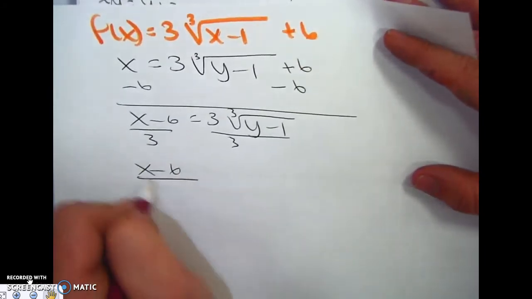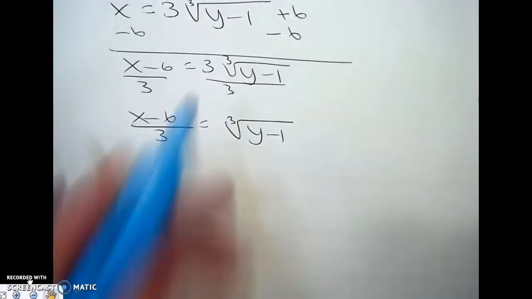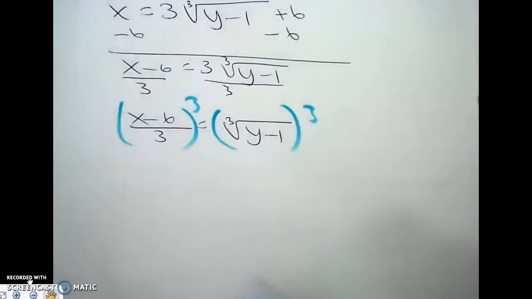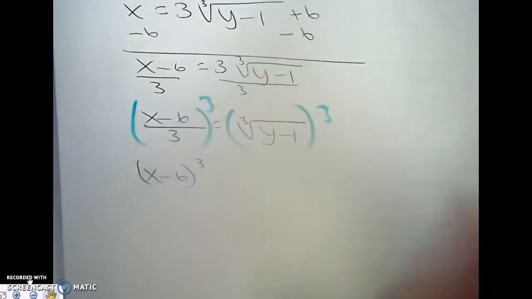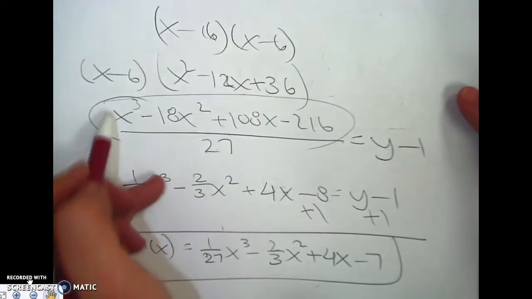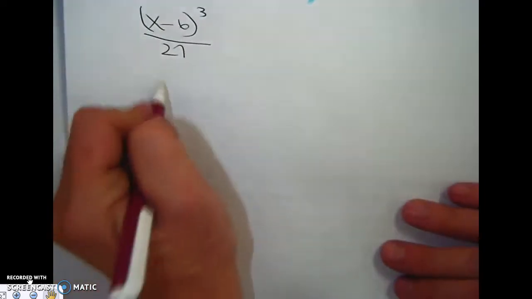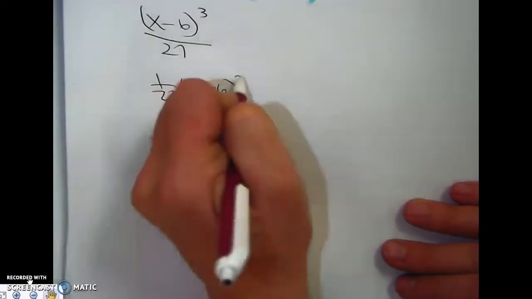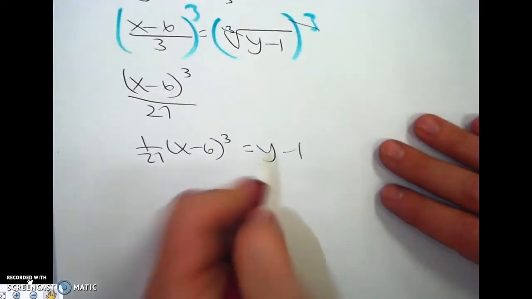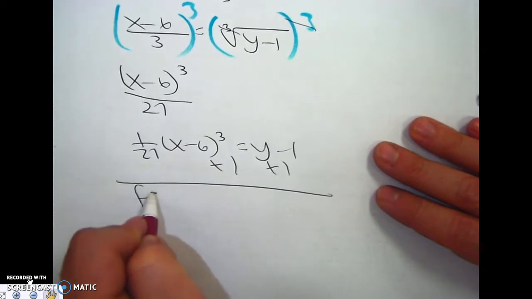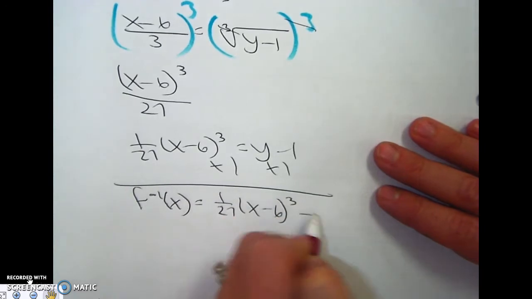So I'm left with x minus 6 over 3 equals the cube root of y minus 1. And then I would take it to the third power, like I did before. But if I want to leave it in vertex form, instead of boxing out the x minus 6 like I did 3 times here and getting this crazy thing, I can just leave it like that, and then 3 cubed is 27. Hence, 1/27 x minus 6 cubed. And then I'm left with, that cancels, y minus 1. Add 1 to both sides, and I get f inverse of x equals 1/27 x minus 6 cubed plus 1.